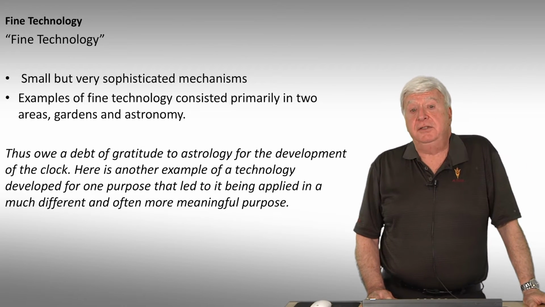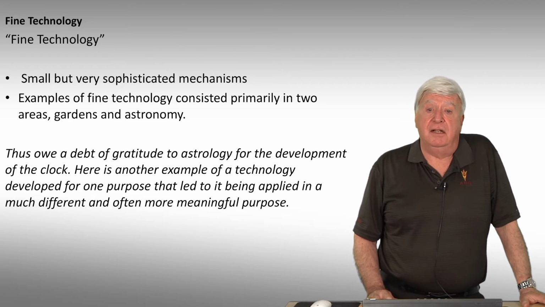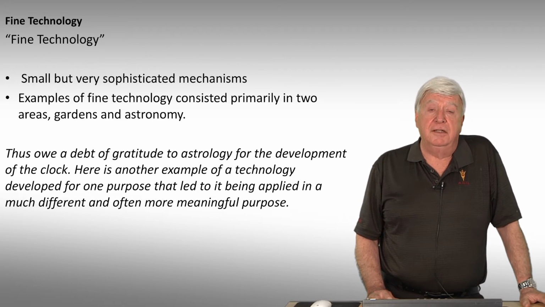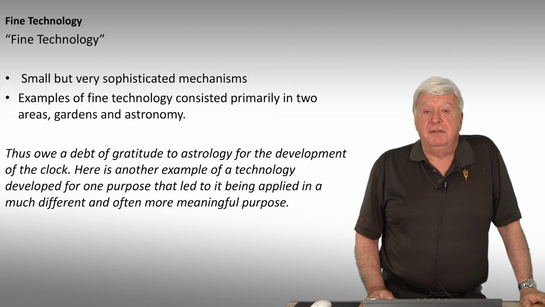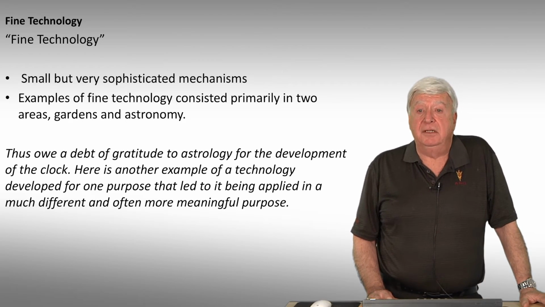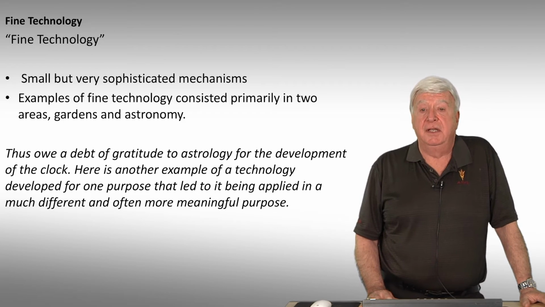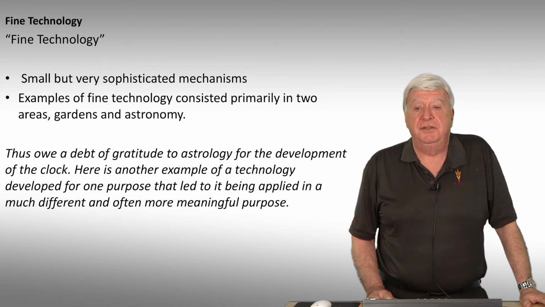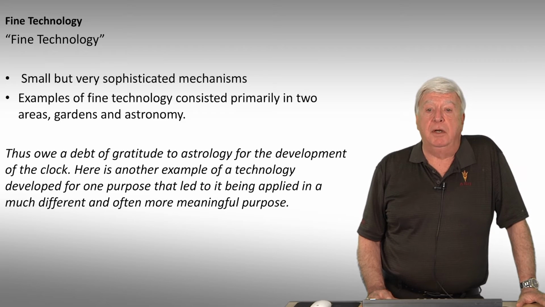Okay, let's talk now about fine technology. Fine technology is the term that denoted small but very sophisticated mechanisms. During this period, examples of fine technology consisted primarily of two areas, gardens and astronomy. In the first area, we find literature describing gardens with fountains as exemplified in popular literature such as The 1001 Nights, compiled around AD 850, and a book by the Banu Musa brothers around the same period that makes reference to a water jet that turns a horizontal turbine wheel.